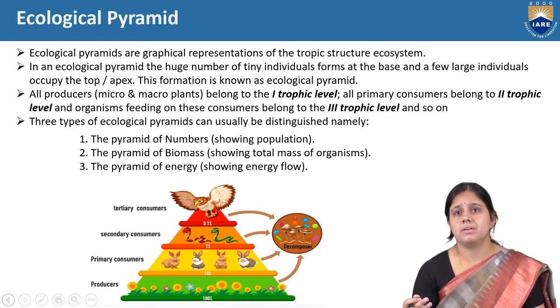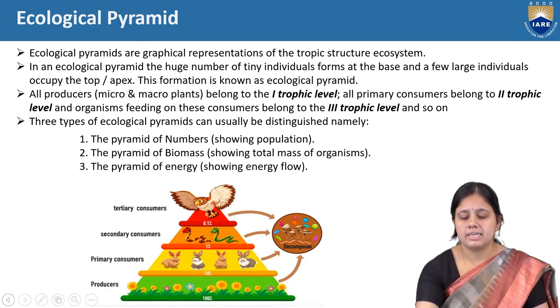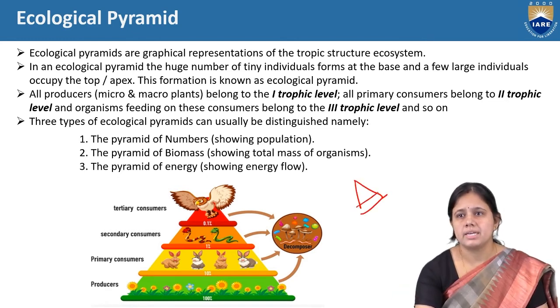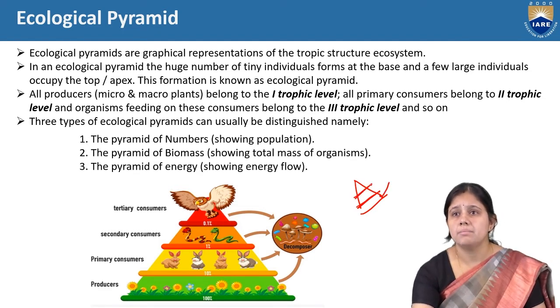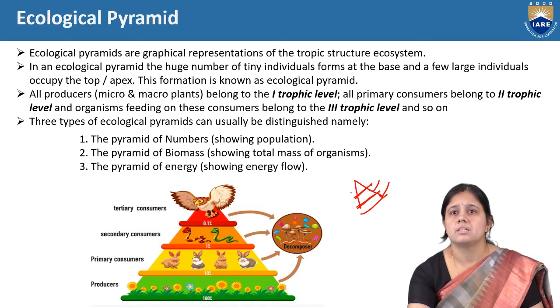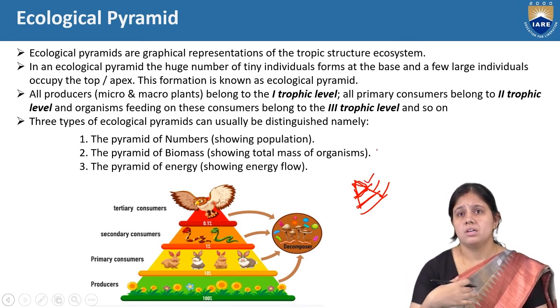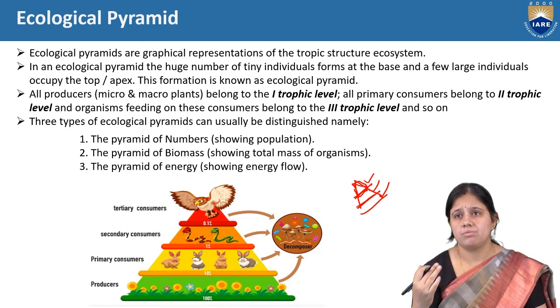So in an ecological pyramid, a huge number of tiny individuals form the base and a few large individuals occupy the top, or apex. This formation is known as an ecological pyramid. It comes like a triangular shape. At the base, some tiny individuals are present, at the higher levels a few large organisms are there, and on the apex, on the top of the triangle, some predator is there. It is only the representation of individuals in the form of a triangle, in the form of a pyramid. So we call it an ecological pyramid.